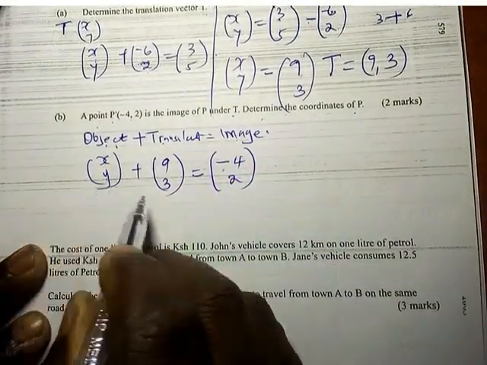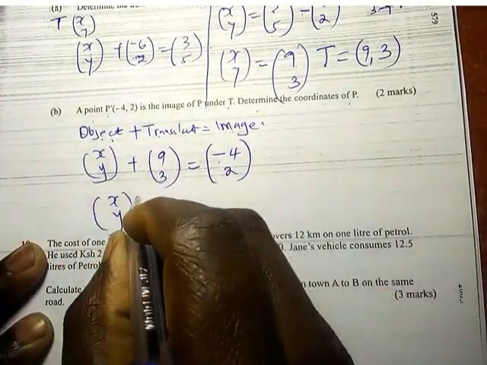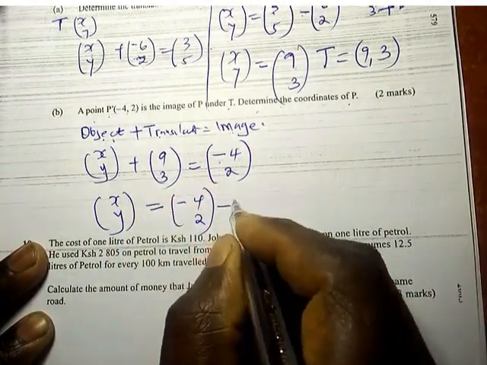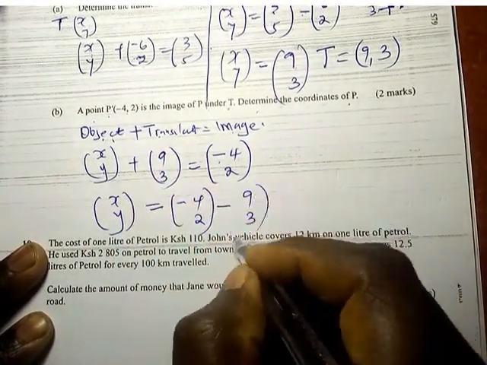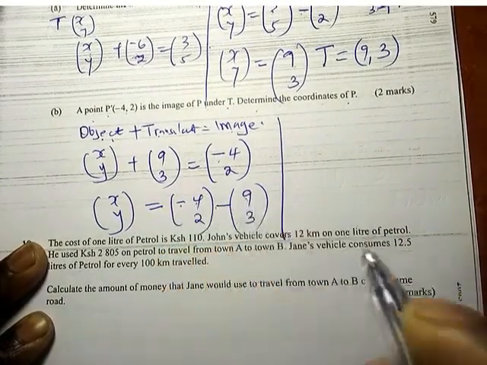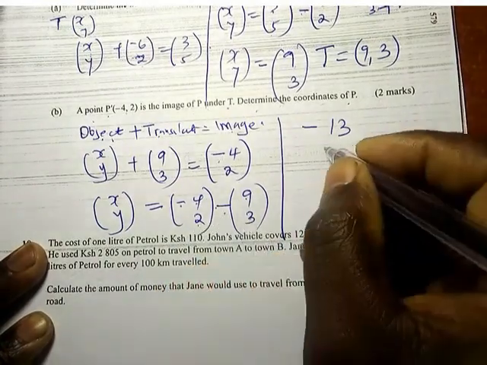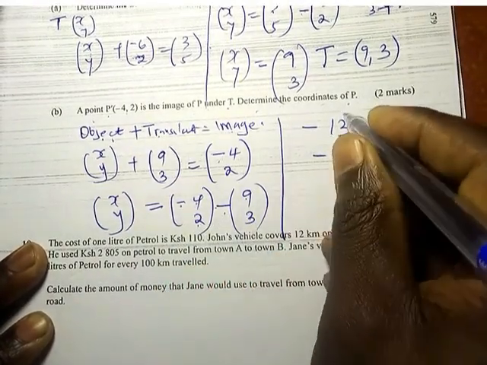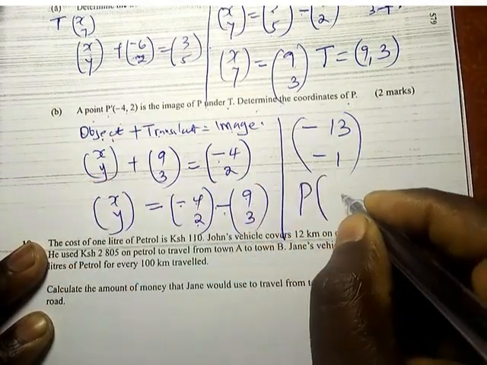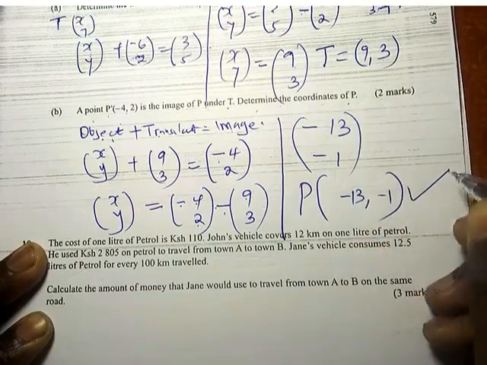So we wanted this one. What do we do? So (x, y), the image will be (-4, 2). Going here, it will be (9, 3). Subtract. So -4 minus 9, the answer is -13. 2 minus 3, the answer is -1. So P is simply (-13, -1). 2 marks for free.